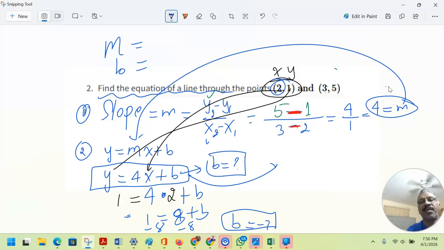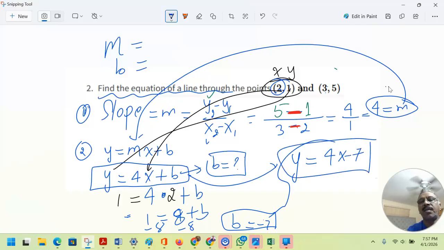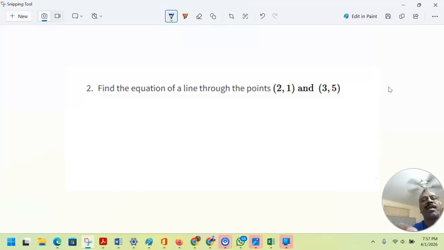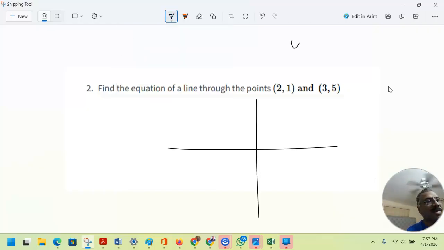So now this equation will be y equals 4x minus 7. You already know the slope, and you get the intercept, which is minus 7, right? And that's the equation. I'm going to try to show everything so that you get it. So if I want to really graph this, remember the equation was 4x minus 7.